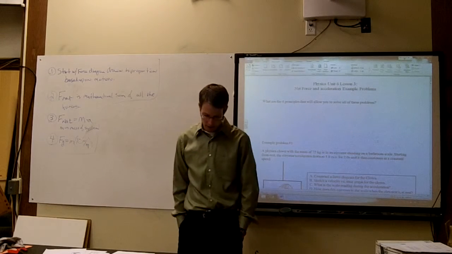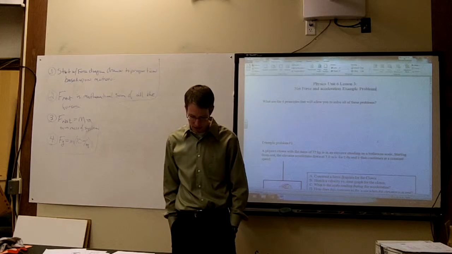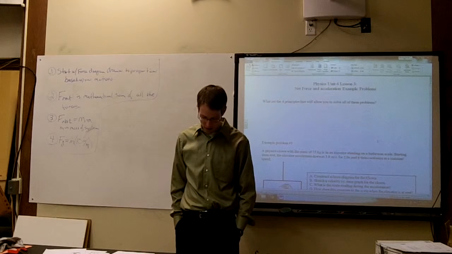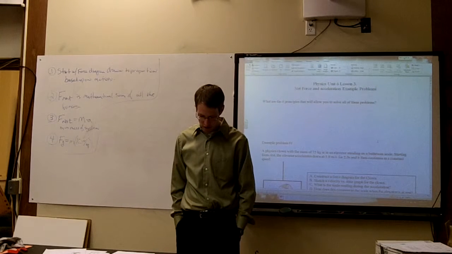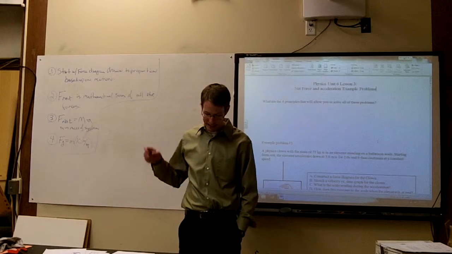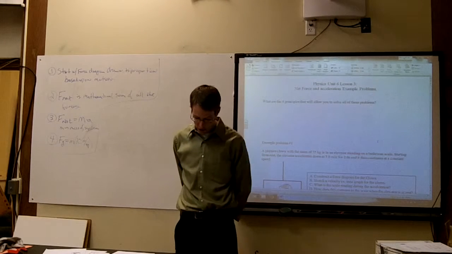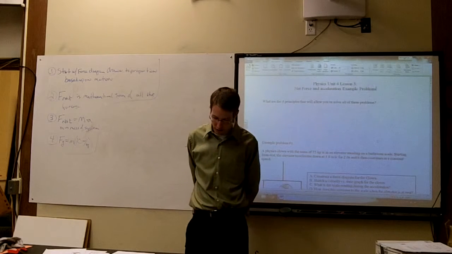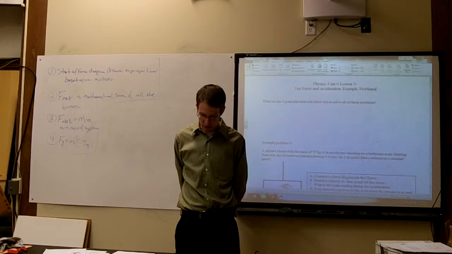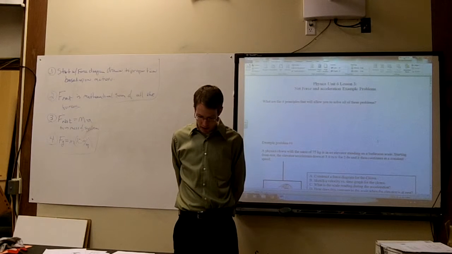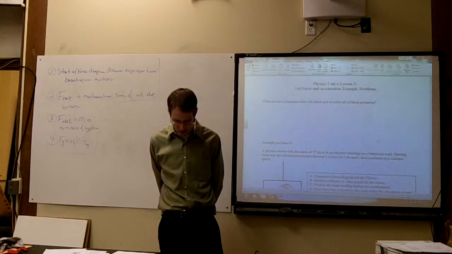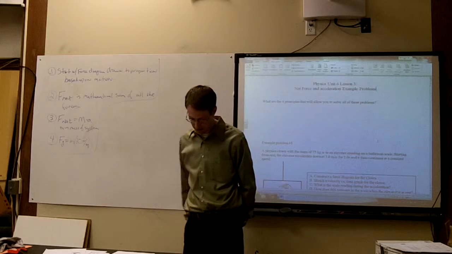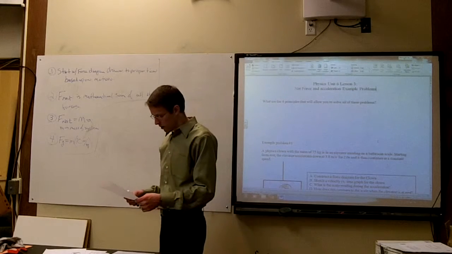A physics clown, with a mass of 75 kilograms, is in an elevator standing on a bathroom scale. It's a clown because why would anybody ever do this? Starting from rest, the elevator accelerates downward 3 meters per second squared for 2 seconds, and then continues at a constant speed. A, construct a force diagram for the clown. B, sketch velocity versus time. C, what's the scale reading during the acceleration, and how does this compare to the scale reading when the elevator is at rest?